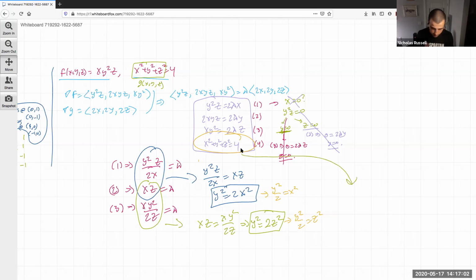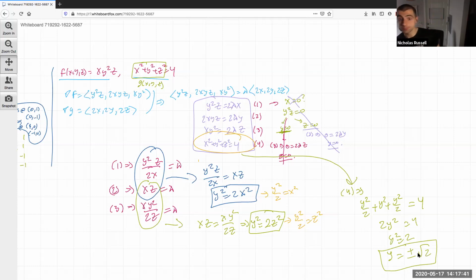So over here, for equation 4, I can replace x squared with y squared over 2. I can replace z squared with y squared over 2, and this becomes y squared over 2, and this is equal to 4. Now in this case, we get that this is just 2y squared, because this is 1/2, 1/2, and 1. So it's just 2y squared is equal to 4. So y squared is equal to 2, and therefore y is equal to plus or minus the square root of 2. And so this is a possibility.